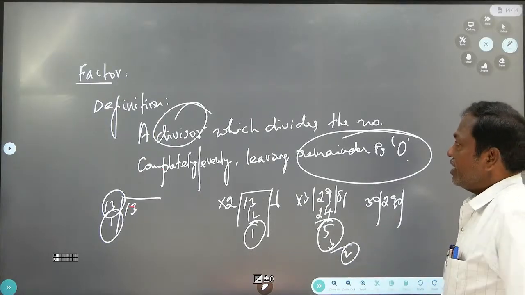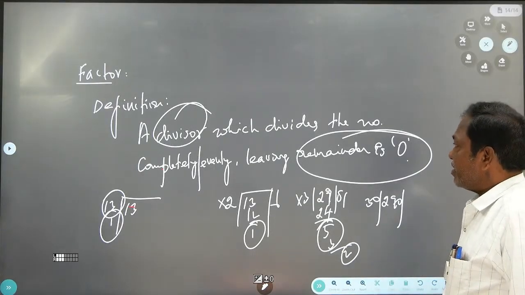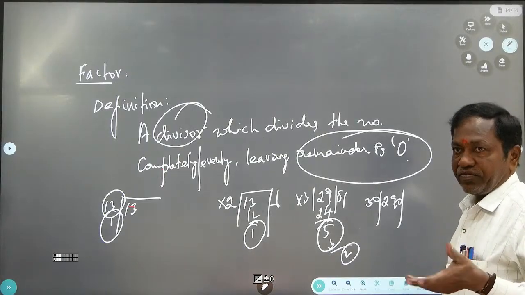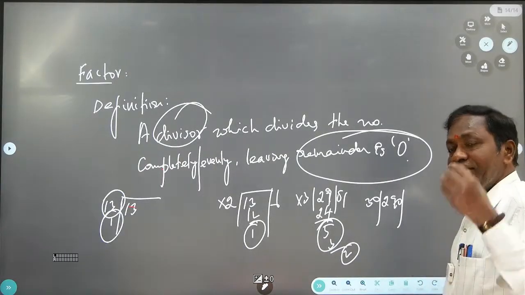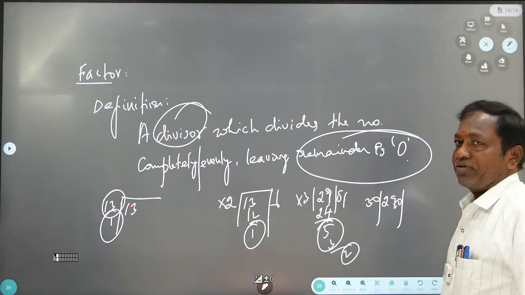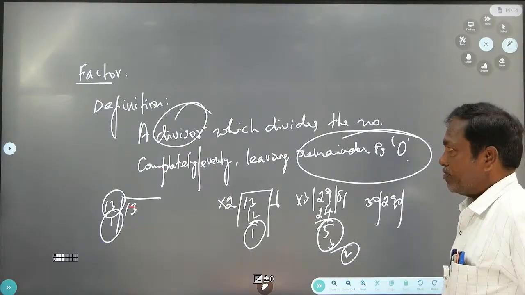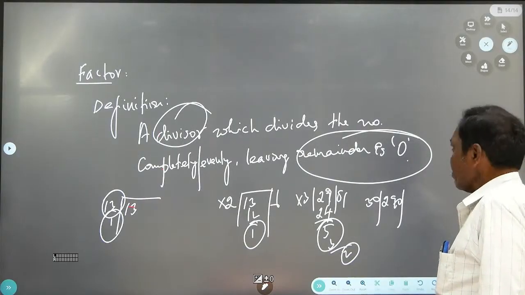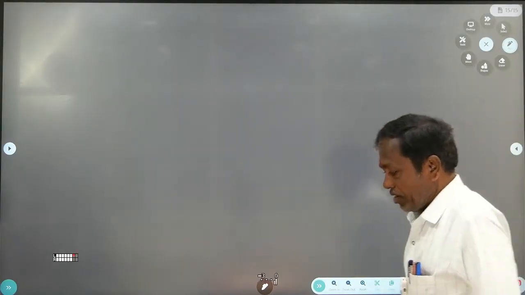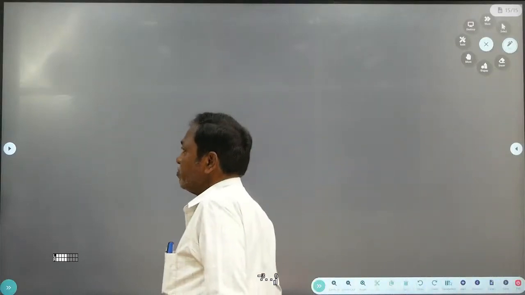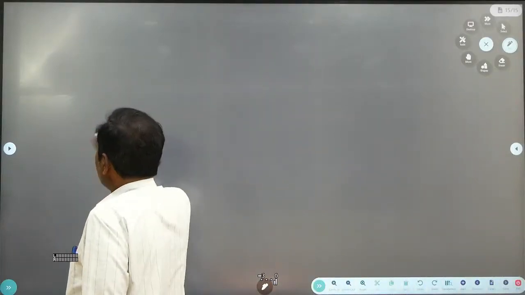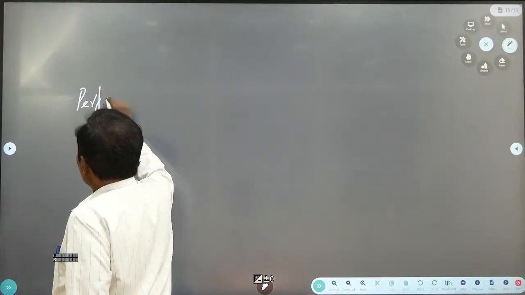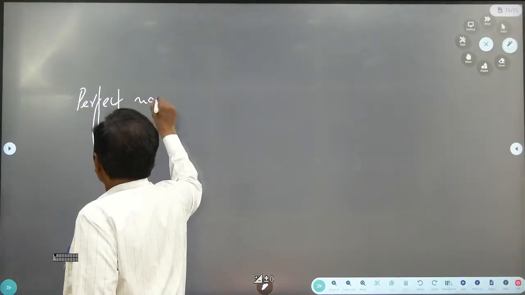So it is only a very simple definition. A factor is a divisor which divides the number completely, leaving remainder 0. But sir, that's a definition which was given even in the NCERT 6th standard book. Of course, we forget that, that is a different issue. That's called a factor. Now we can see, and here also you can see, perfect number.